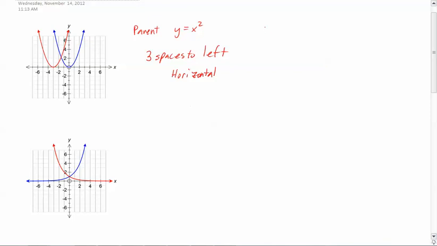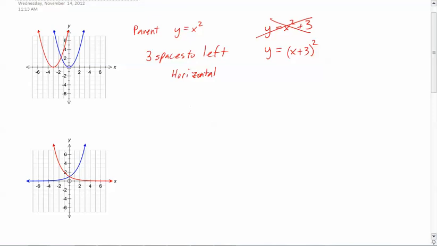Now, don't get confused. Don't do this, because that 3 was not added directly to the x, was it? So I need to rewrite this in such a way that it's y equals. Now I want to add directly to the x before I square it. So I need to have an x plus 3, and then it needs to be squared. This equation right here represents that red function right there.